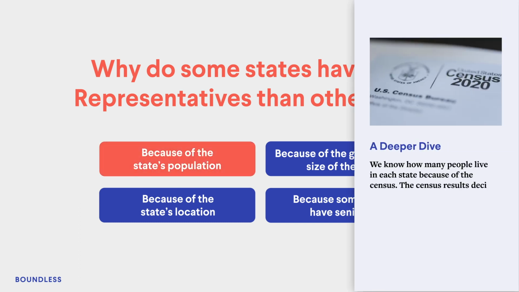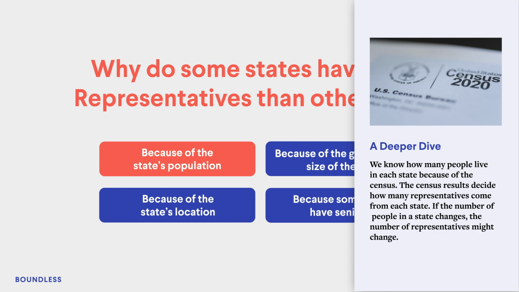We know how many people live in each state because of the census. The census results decide how many representatives come from each state. If the number of people in a state changes, the number of representatives might change.